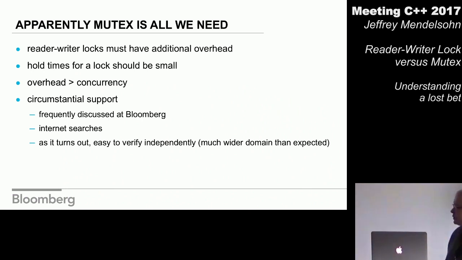There's a lot of circumstantial support for this as well. At Bloomberg, we have a lot of chat groups. This comes up pretty frequently. If you do internet searches, you'll find either this statement exactly, use a mutex instead of a reader-writer lock, or statements which imply this. And as it turns out, it's pretty easy to verify yourself. It's not such a rare situation, which again was, at the time, something I didn't believe.